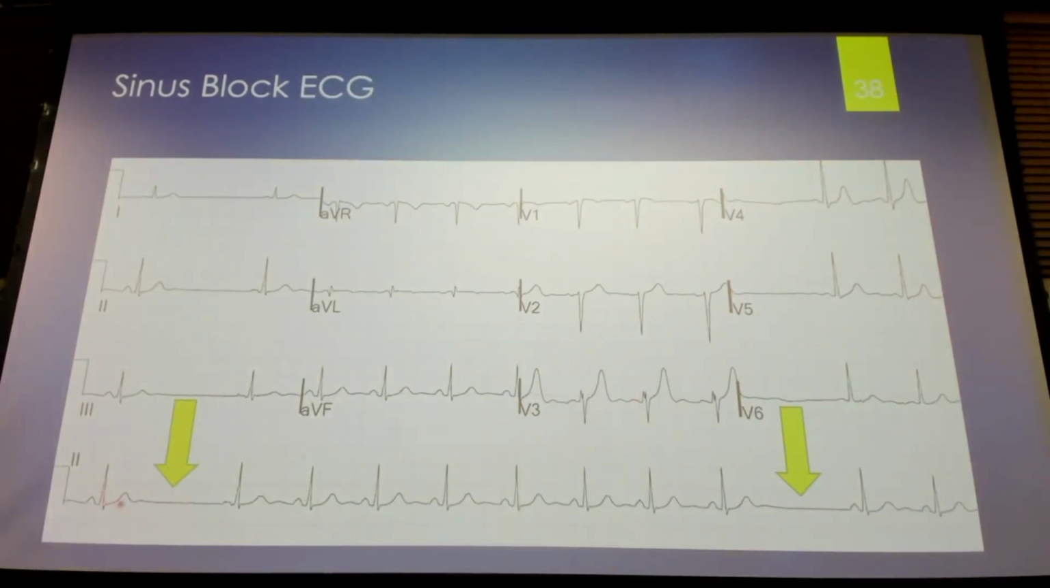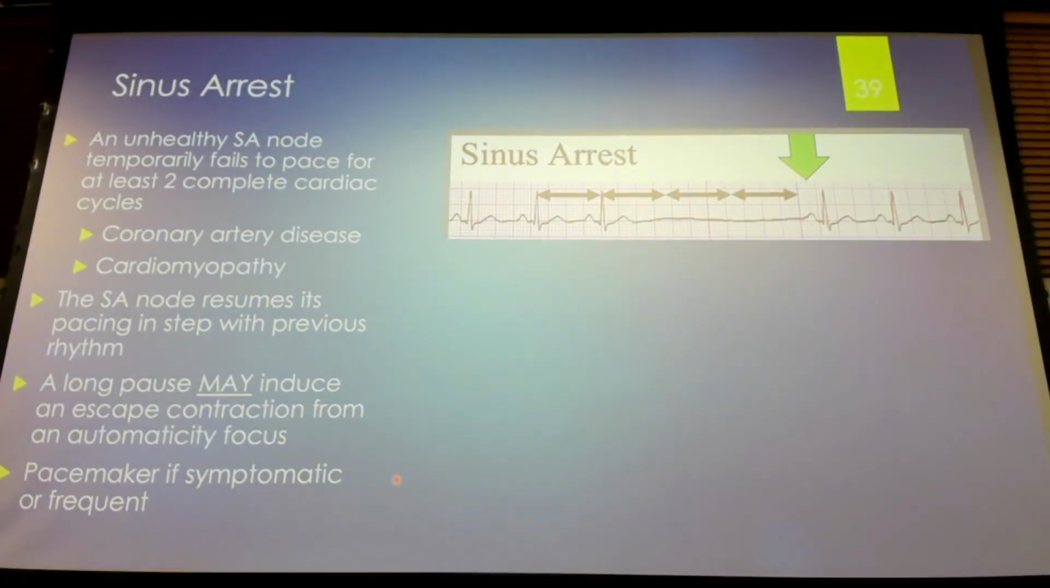Sinus block on ECG, again, we're missing one complete cardiac cycle. If we march these out from here to here with a piece of paper, and then move those tick marks over here, we should have a cardiac cycle here, but we don't. And then we're also missing one over here. So again, if they're having these frequently, they might be symptomatic, and those patients need a cardiology referral.